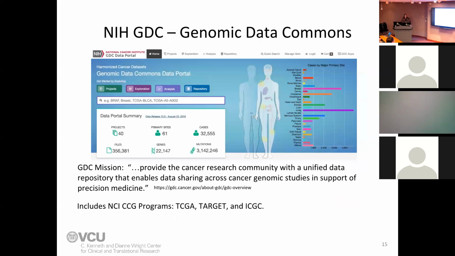Another example of this big data is the Genomic Data Commons, which the GDC's mission is to provide the cancer research community with a unified data repository that enables data sharing across cancer genomic studies in support of precision medicine. So one issue that we have with big data is we have all of these labs and research studies that collect the data using a certain protocol, using certain bioinformatics methods, and we have all these silos of projects where they're able to collect some samples.